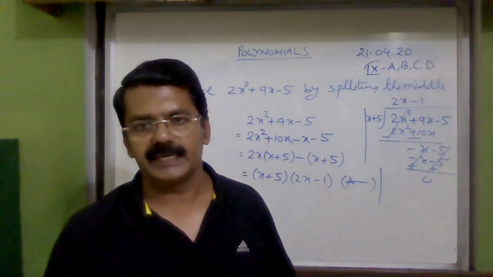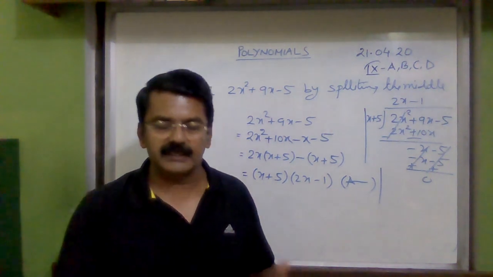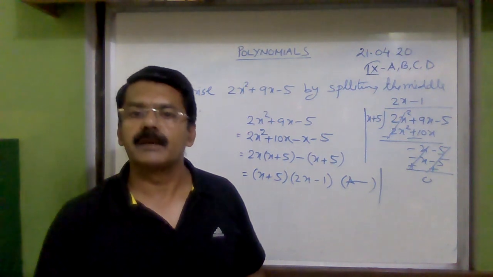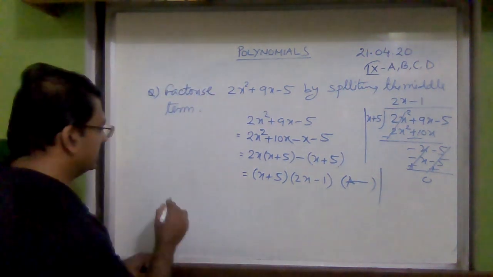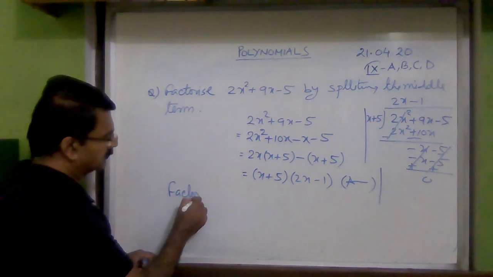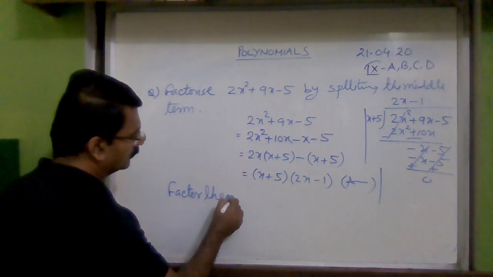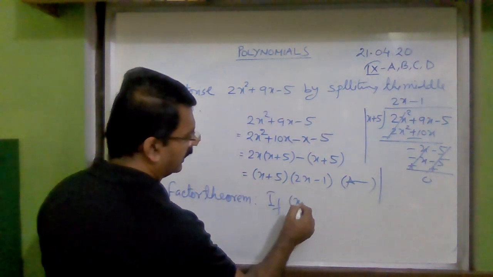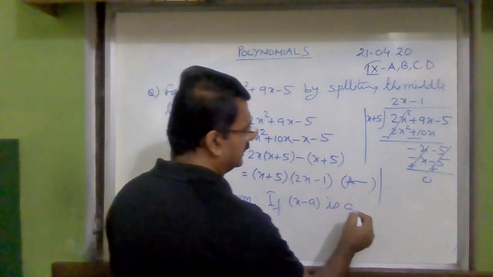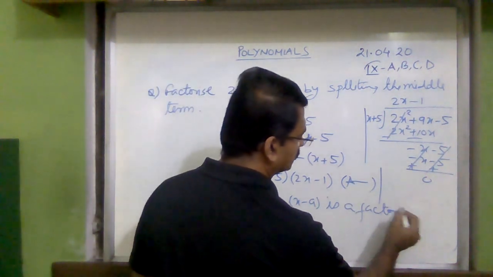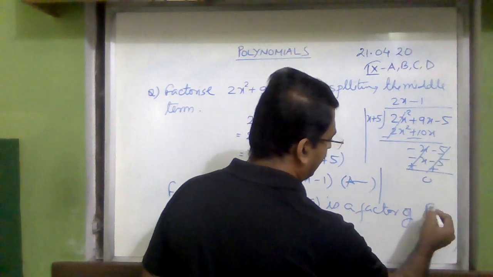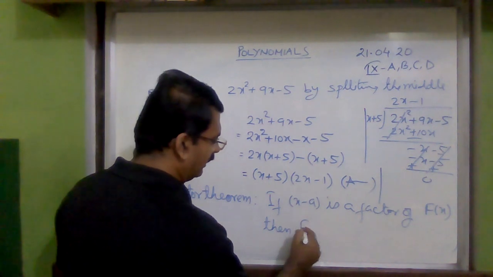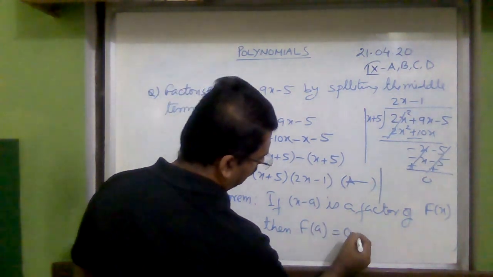The factor theorem says whenever a given algebraic expression is divided by its factor, then the remainder will be 0. So here is the factor theorem. If x minus a is a factor of f(x), then f(a) is equal to 0.